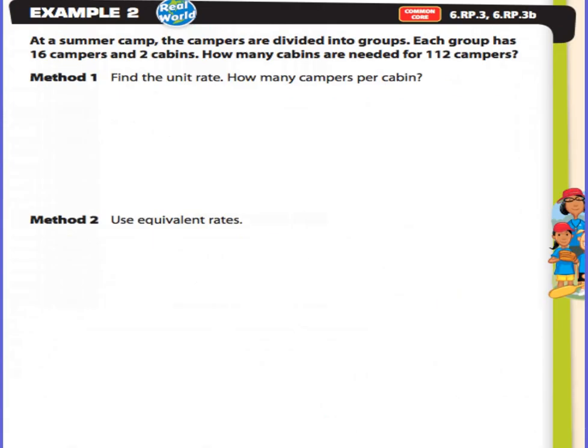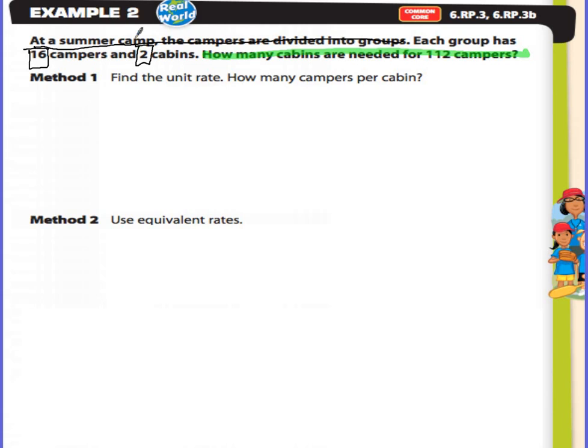The last thing I want to look at with this is then how can you use that unit rate to help you solve a problem? So if we're looking at this problem, we have summer camp, and the campers are divided into groups. Each group has 16 campers and 2 cabins. How many cabins are needed for the 112 campers? So first of all, I'm going to highlight my question, which is how many cabins are needed for 112 campers? And at summer camp, the campers are divided into groups. That really doesn't matter to us, but what does matter is that each group has 16 campers and 2 cabins.